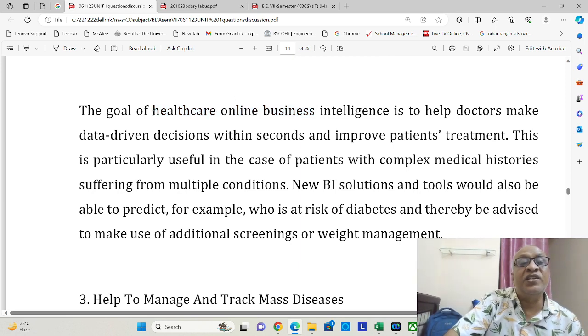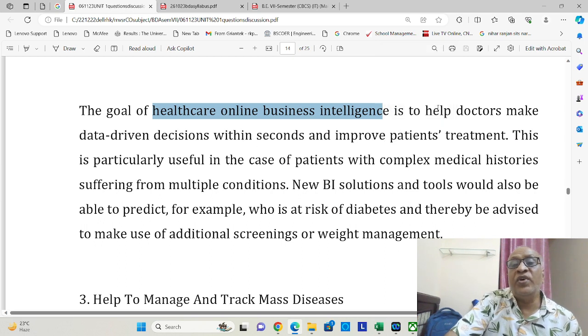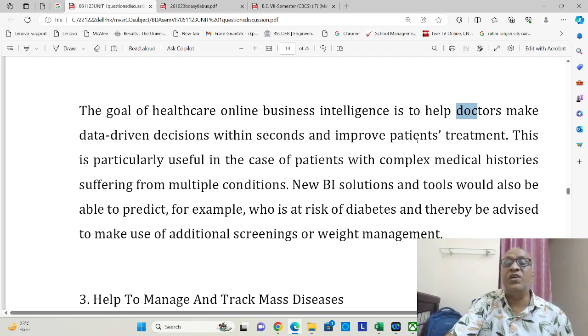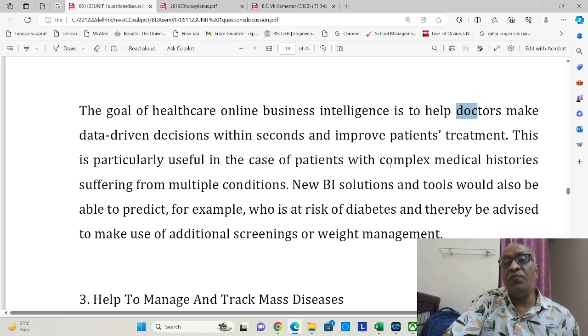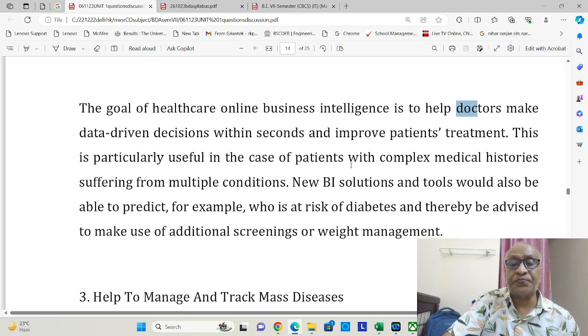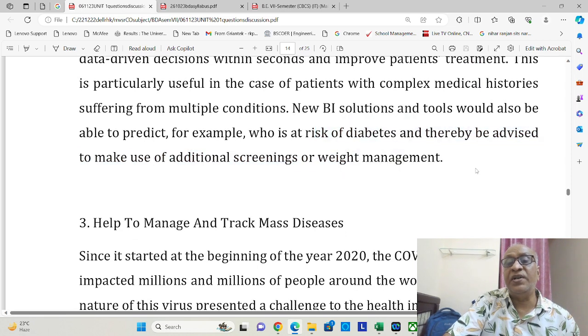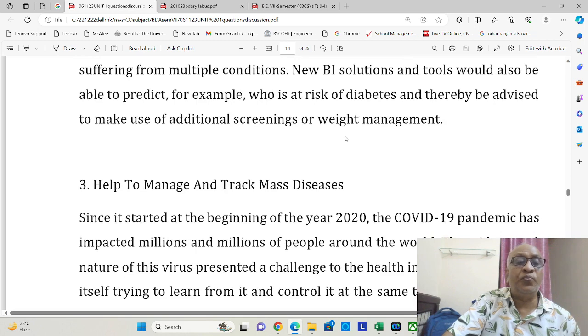and that leads to healthcare business intelligence. So doctors can make effective decisions regarding what line of treatment they should give to the patient. There may be complex medical histories of the patients which can be simplified through these BI solutions. So, for example, people with high risk of diabetes may be told what to do.